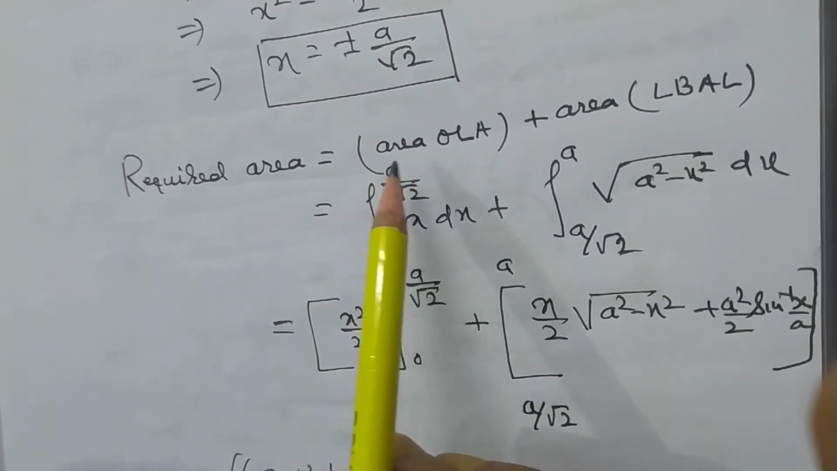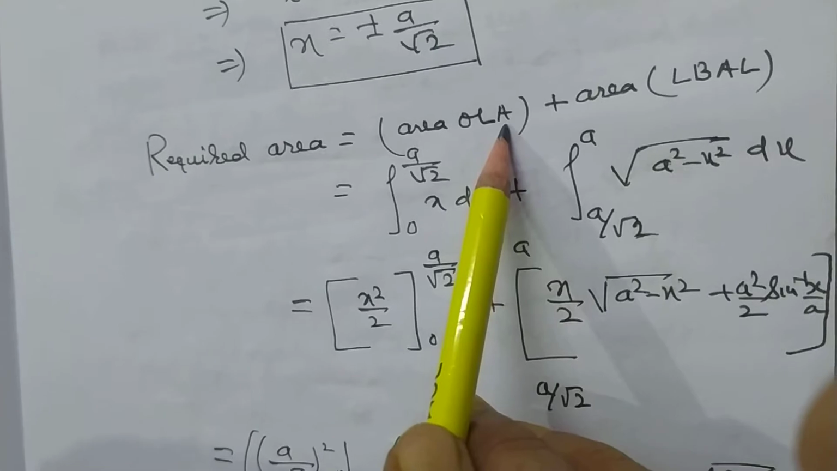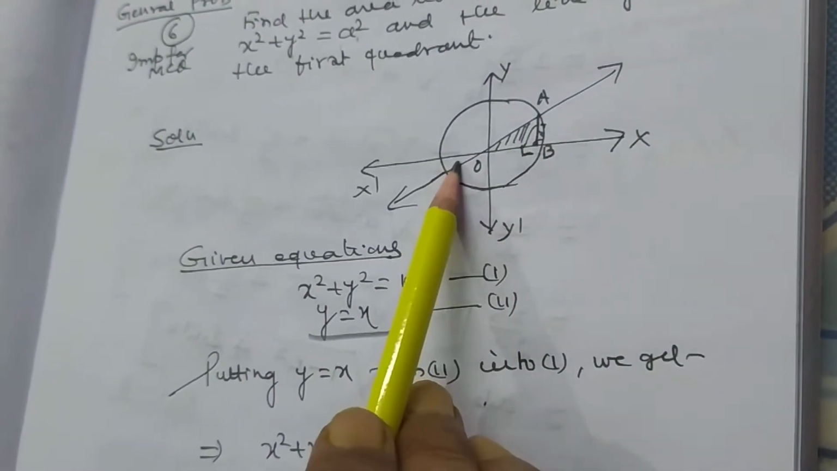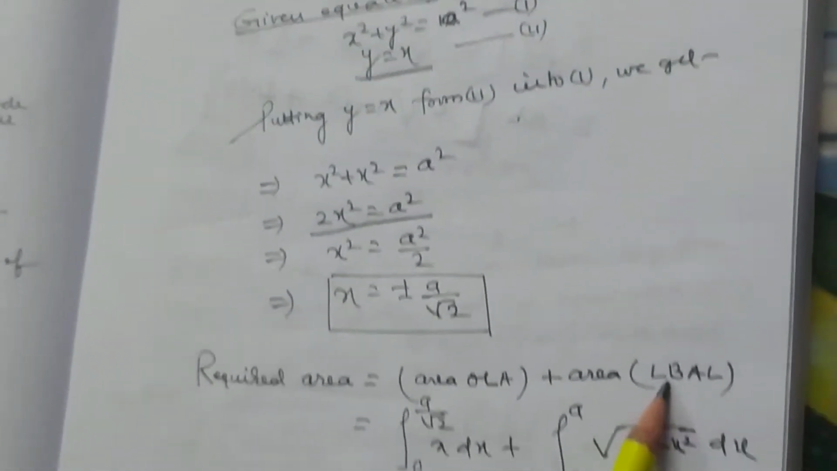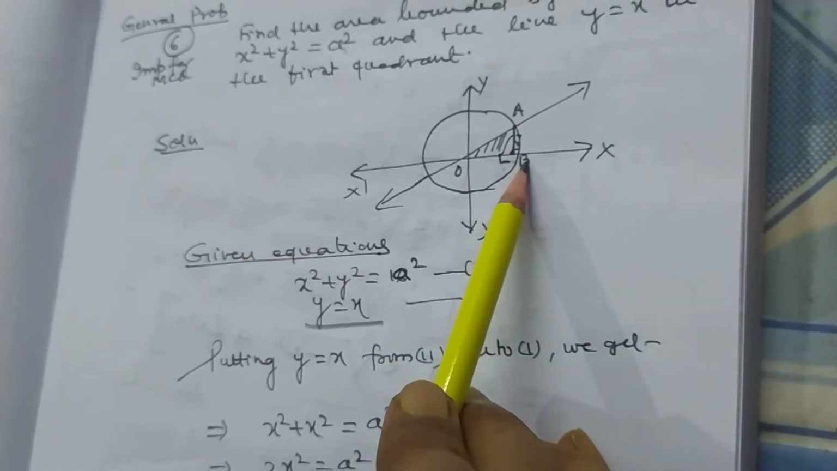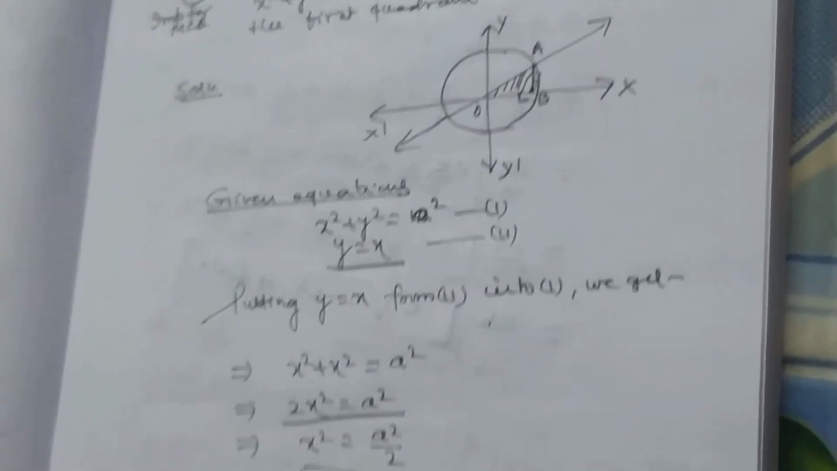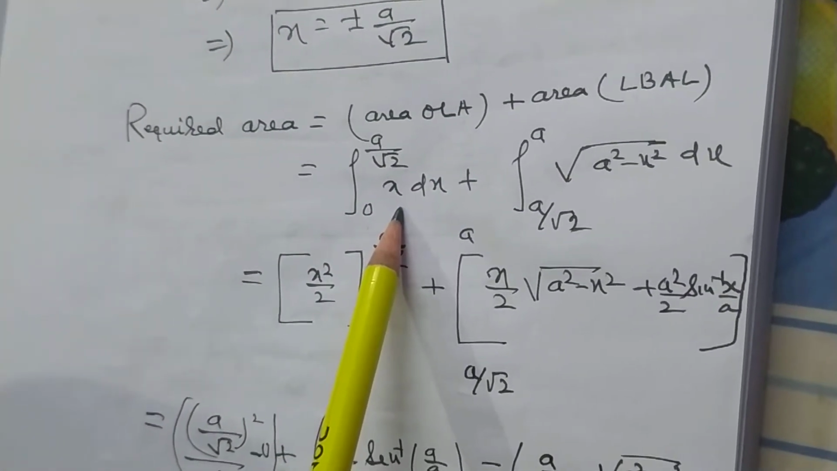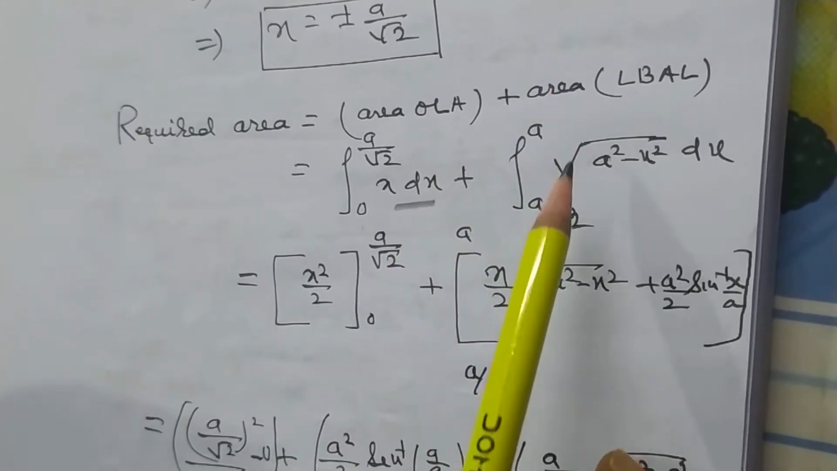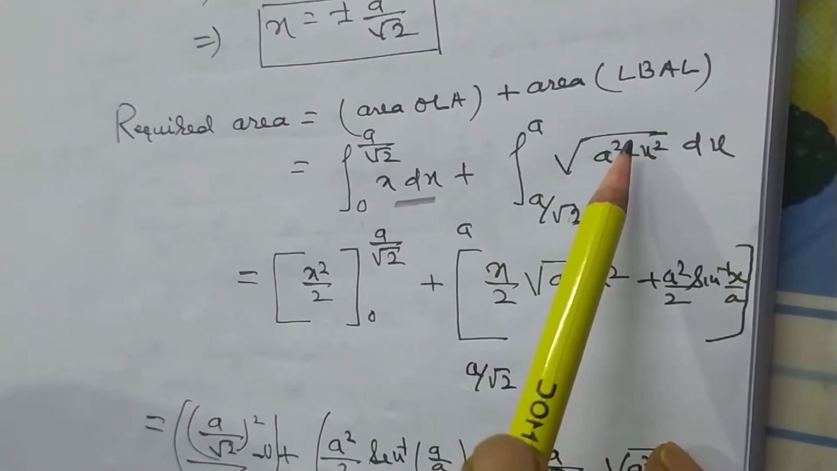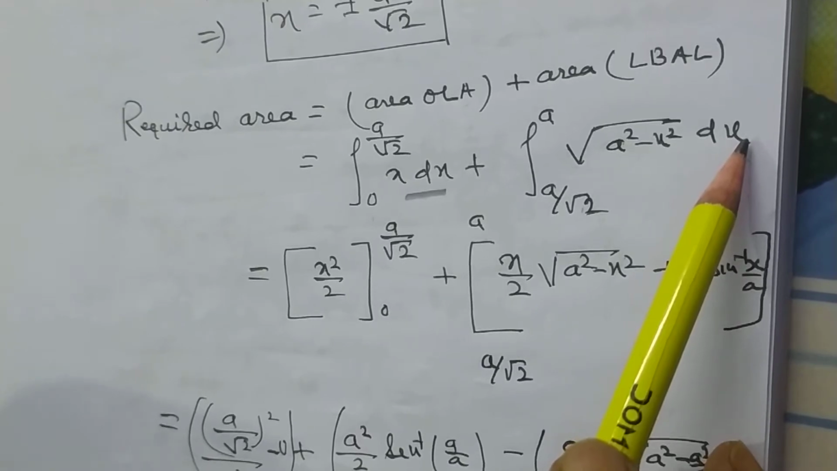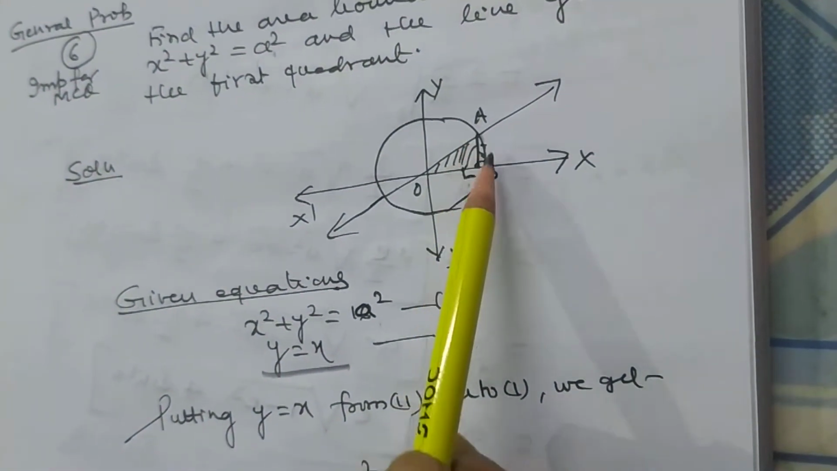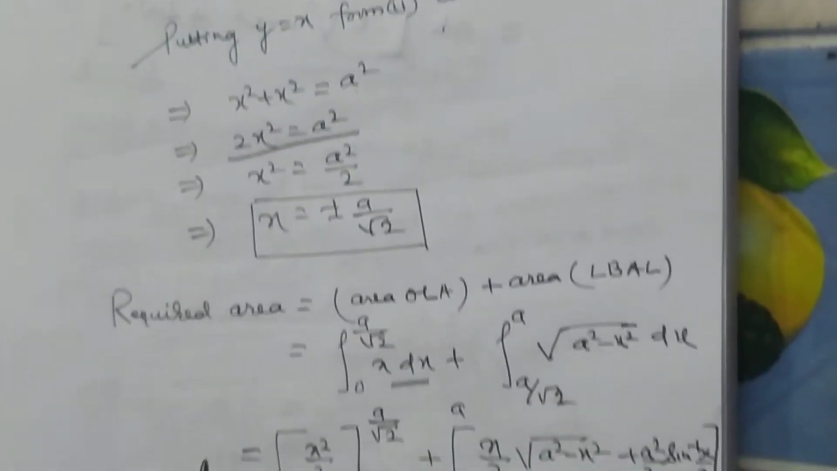Now, required area is equal to area of OLA plus area of LBAL. So it is integral 0 to a by root 2 of x dx, and a by root 2 to a of root over a square minus x square dx. This area, AB arc.